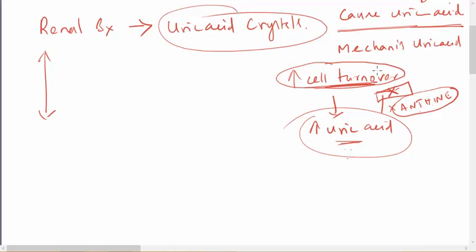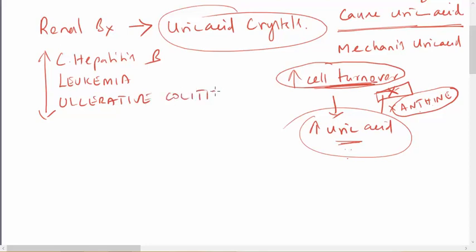So in the choices, what are the causes? They gave chronic hepatitis B, leukemia, and they gave ulcerative colitis and rheumatoid arthritis.